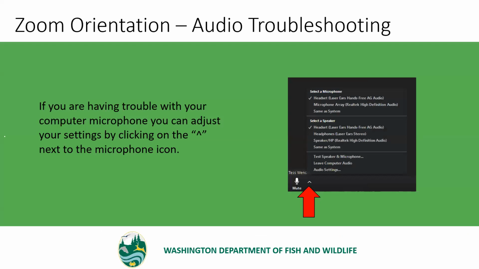If you have any audio issues and you're on your computer, you can access your audio settings with this little caret that is next to your microphone icon in your dashboard. This is basically if you have a microphone but it's not working and you need to troubleshoot that. All of that information, including testing your speaker and microphone, is located where that little caret is, that little broken triangle.